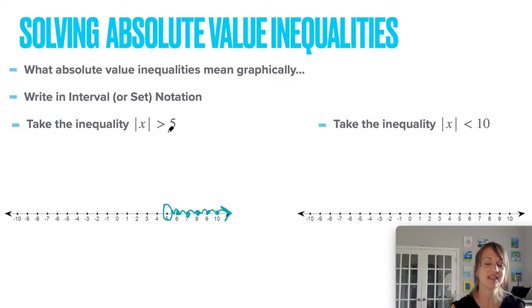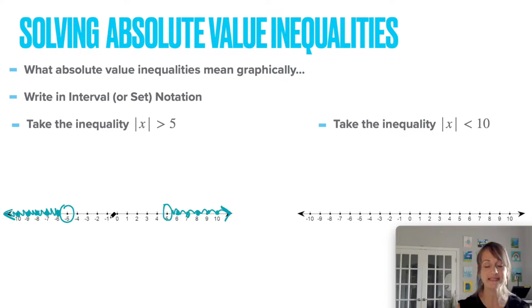But you also have to think about the absolute value of negative numbers. If you take negative 6, the absolute value of negative 6 is a positive 6, and positive 6 is greater than 5. So negative 6, negative 7, negative 8, negative 9, negative 10, those also all work. Anything that is smaller than negative 5, the moment you take the absolute value of it, becomes positive, and therefore it will be greater than 5.